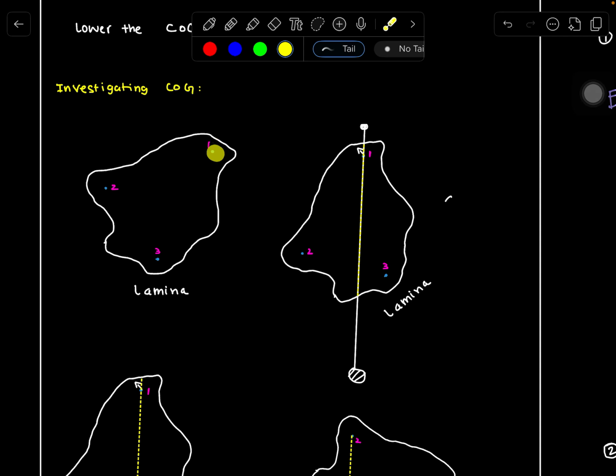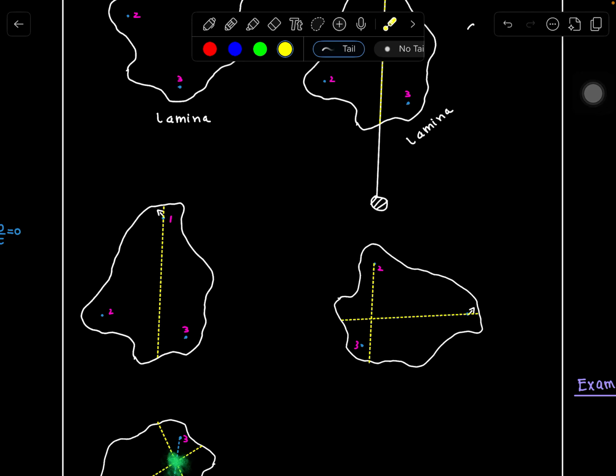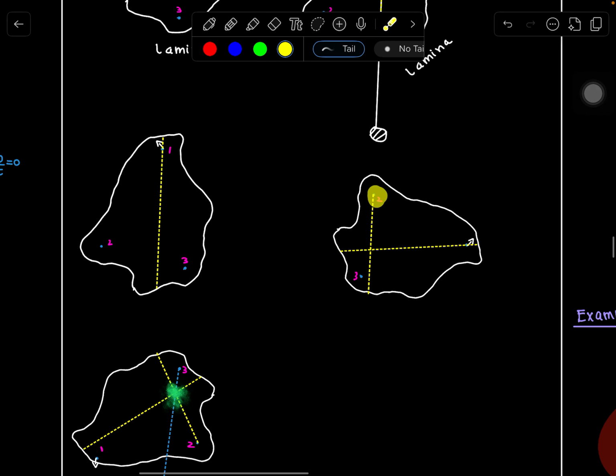Okay, so we poke 3 holes. We let the paper or lamina hang from this one hole and we wait for it to settle. When it settles, we draw a straight line from this point 1 down, okay? And then we do the same thing for the other holes. We do the same thing for the second hole and we're going to do the same thing for the third hole.